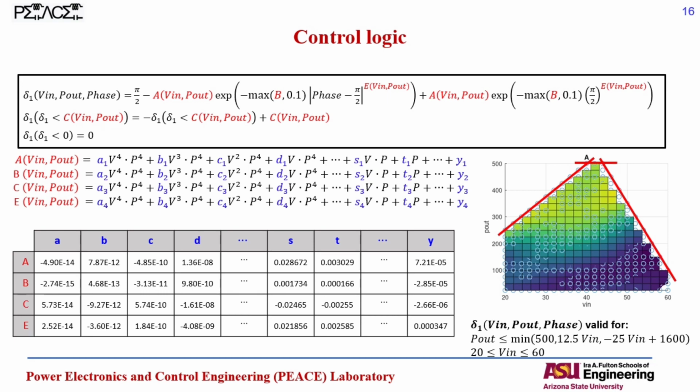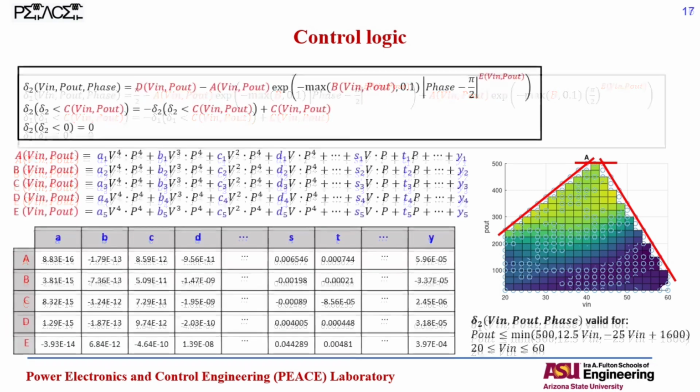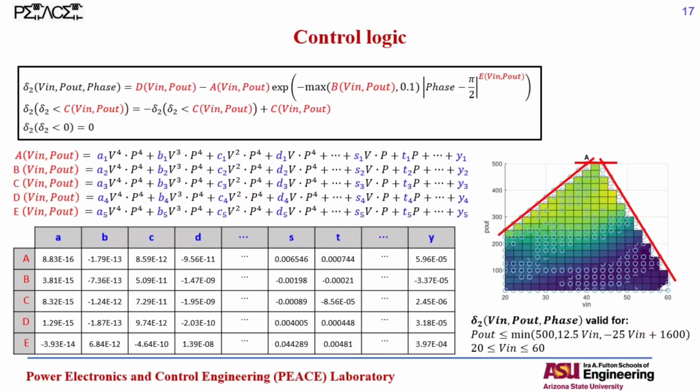The same control logic also applies to delta 2, with a different set of equations that you can see here. So with these two equations, we are able to mimic the behavior of delta 1 and delta 2 based on the input voltage and the output power. These two equations are a function of the input voltage and the output power.